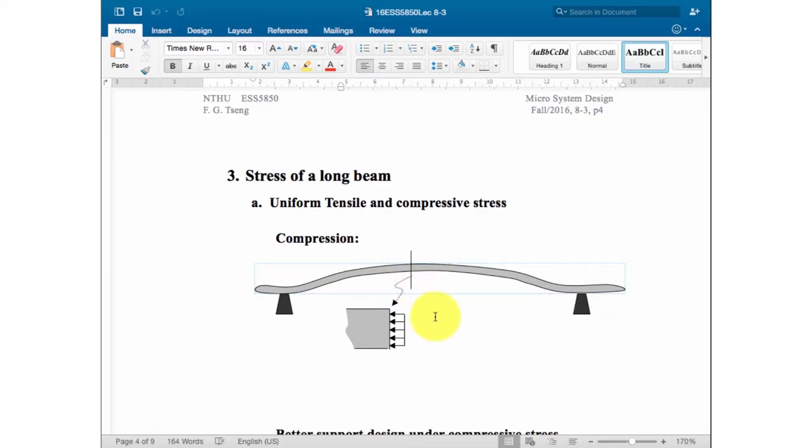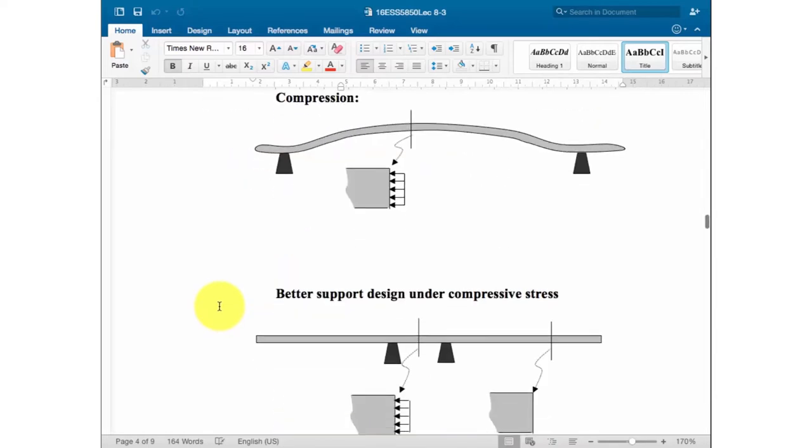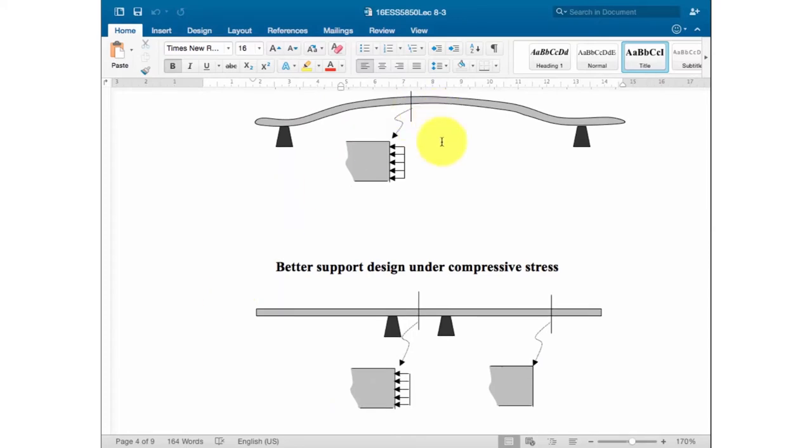In this case, the actuator will be elevated a certain distance above the bottom surface. So the overlap of the fingers will have some problem, and the device will fail. To solve this problem, consider the other case where we move the support close to the center, so the rest of the part will be extended.